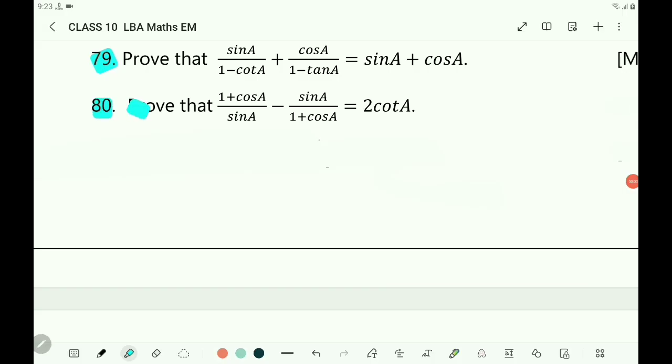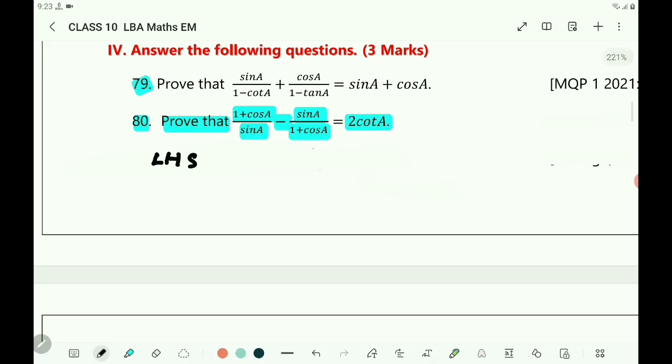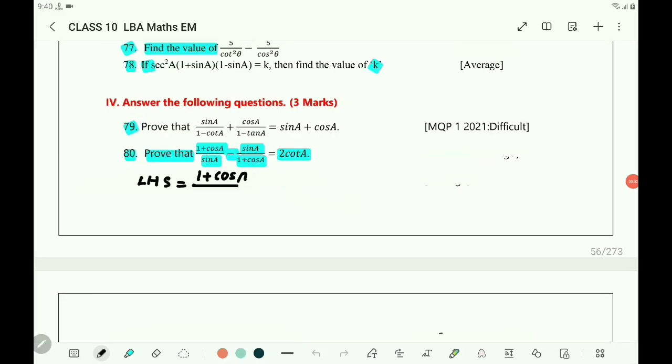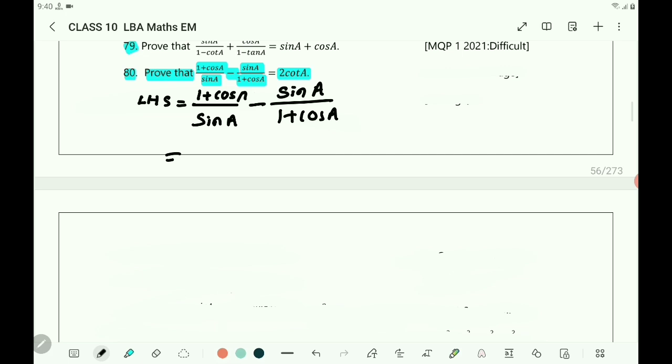Question number 80. Prove that (1 + cos A)/sin A − sin A/(1 + cos A) = 2 cot A. Take the LHS. LHS equals (1 + cos A)/sin A − sin A/(1 + cos A). Here you take the LCM.